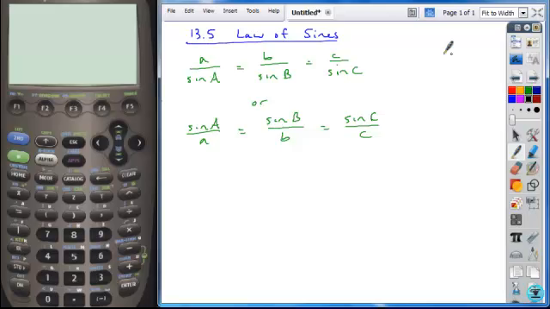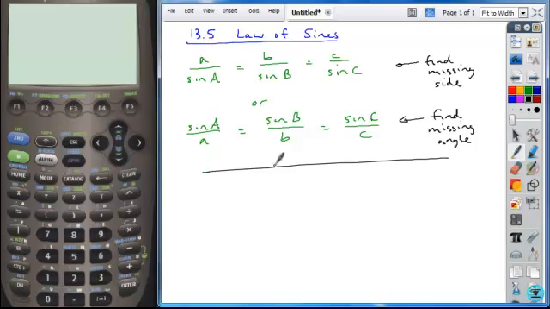Okay, so what I would do is I'd use this to find a missing side, and I'd use this form to find a missing angle. All right, so that's just a quick little recap of what the law of sines is.